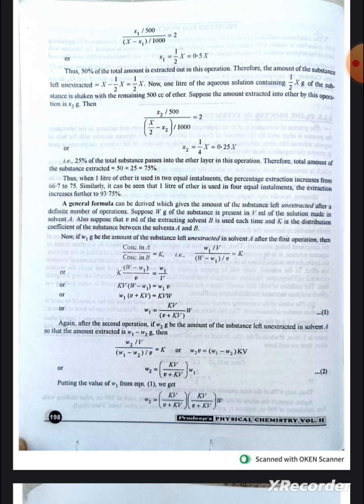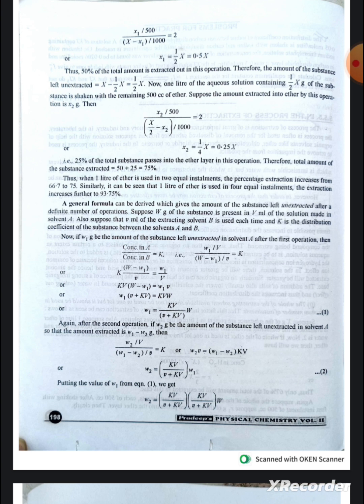Similarly, it can be seen that if 1 liter of ether is used in 4 equal installments, the extraction increases to 93.75%. A general formula can be derived which gives the amount of substance left unextracted after a definite number of operations. Suppose W gram of substance is present in V ml of the solution made in solvent A. Also suppose that v ml of the extracting solvent B is used each time and that K is the distribution coefficient of the substance between the solvents A and B.